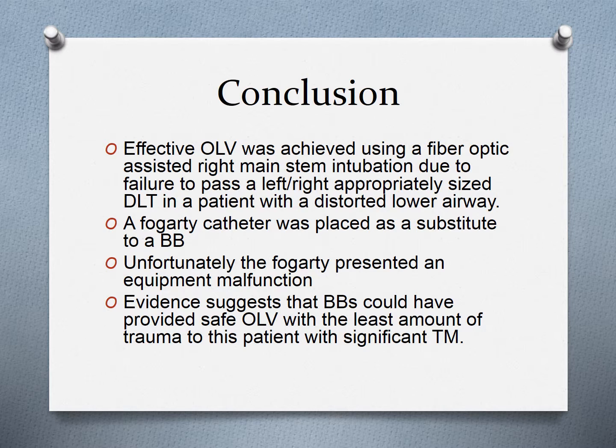So in conclusion, effective one lung ventilation was achieved using a fiber optic assisted right main stem intubation due to failure to pass a left and right appropriately sized double lumen tube in a patient with a distorted lower airway. A Fogarty catheter was placed as a substitute for a bronchial blocker. Unfortunately, the Fogarty presented an equipment malfunction. After review of the evidence, evidence suggests that bronchial blockers could have provided safe one lung ventilation with the least amount of trauma to the patient with significant tracheomalacia, and may have, if present, decreased the total anesthetic time for this patient.